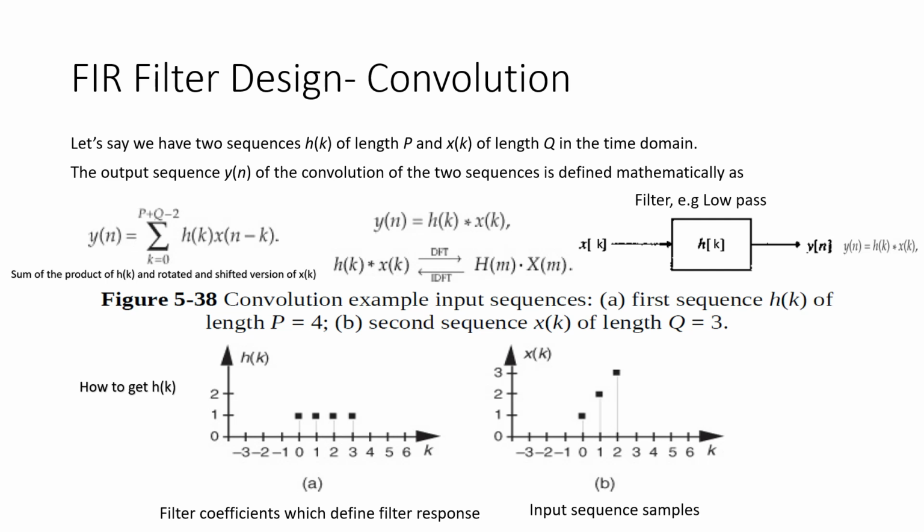Here I have shown the convolution sum, the form of the convolution. It is a sum of the products, where one of the signals is the impulse response and the other signal is the input signal, which is rotated and then shifted. So the sum of the product of h of k and the rotated and shifted version of x of k actually gives us the output, and this is the convolution. I will discuss in the next slides how we will do this convolution.